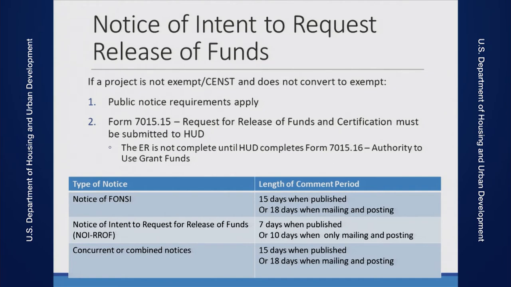The environmental review is officially complete, and the recipient may begin expending funds only after receiving Form 7015-16, the authority to use grant funds.